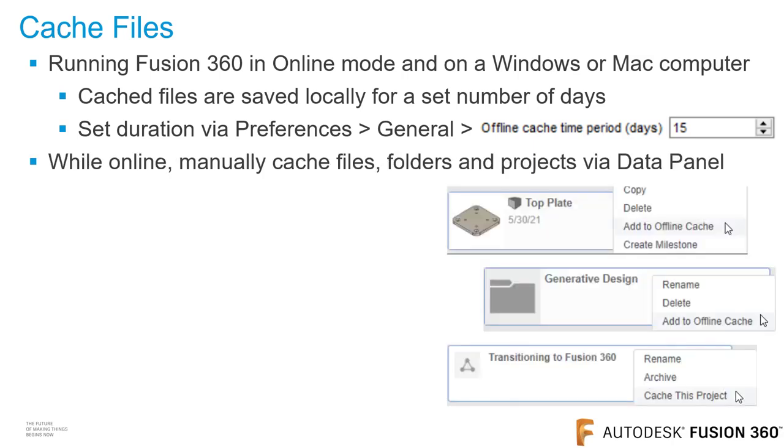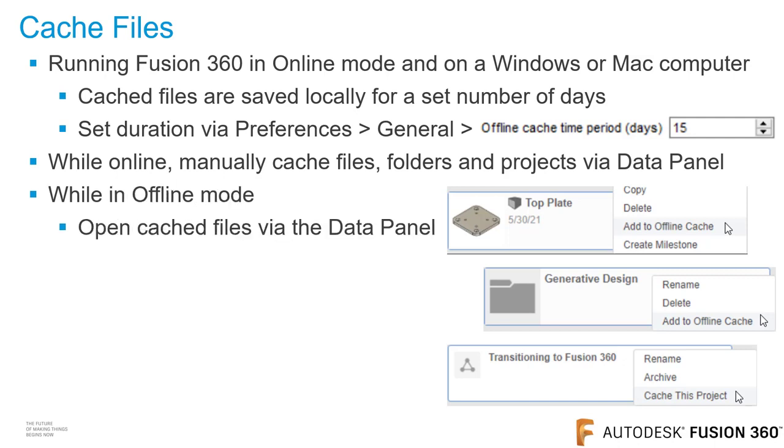When Fusion 360 is in online mode, you can manually cache design files by going into the data panel, right-click on a file or folder, and from the menu click on Add to Offline Cache. You can also cache a project by right-clicking on its name, and from the menu click on Cache this project.